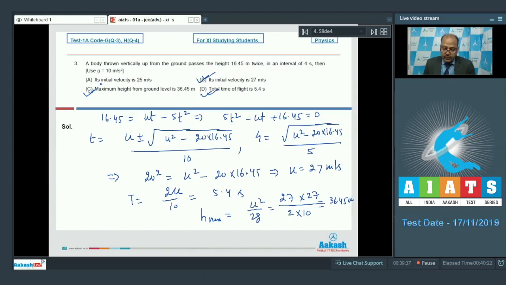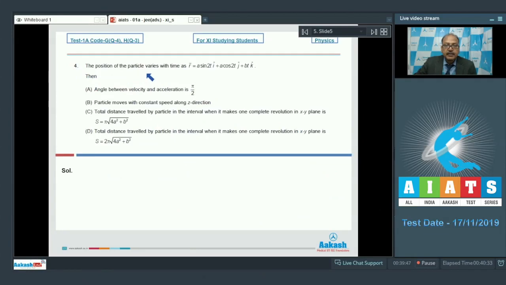Let's go to question number 4 now. 4 says the position of the particle varies with time as r is equal to this much. Then angle between velocity and acceleration is pi by 2. Particle moves with constant speed along z direction. Total distance traveled by the particle in the interval when it makes one complete revolution in xy plane is this much. We first find expression for velocity.